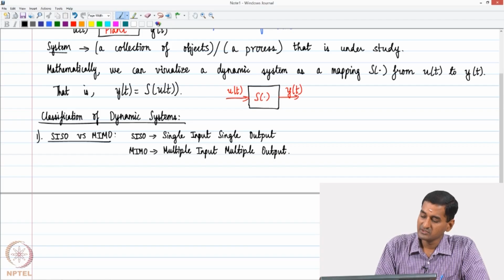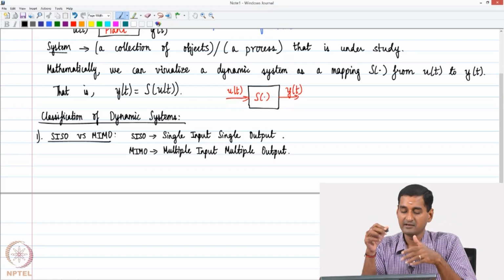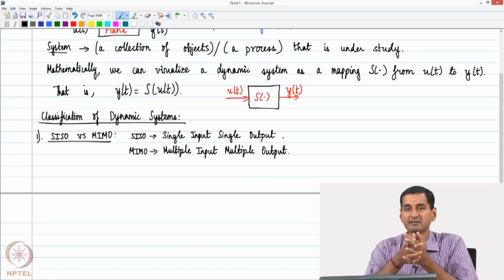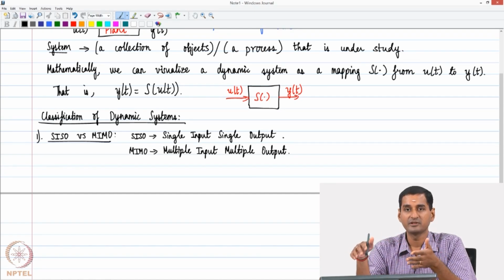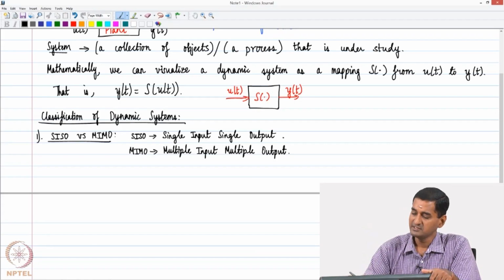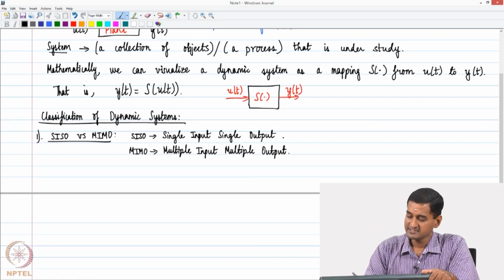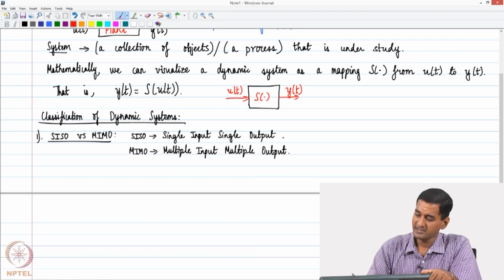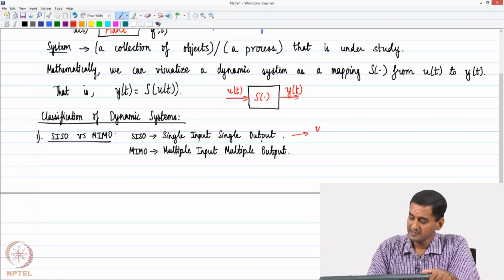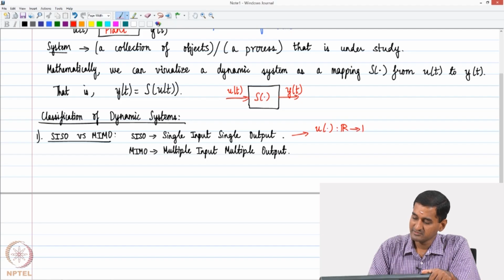Okay. So see, we can visualize even the input and the output as functions that map from the time domain to the domain of real numbers, right. For example, if I deal with a single input single output system, I can say even the input u is a mapping from the field of real numbers to the field of real numbers, right, because t belongs to the field of real numbers, right.